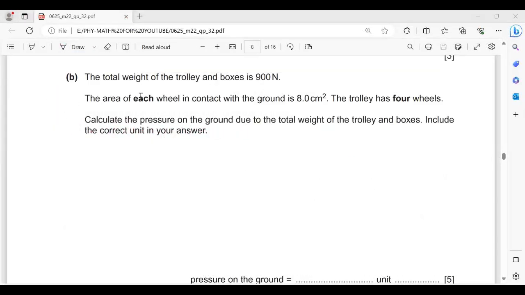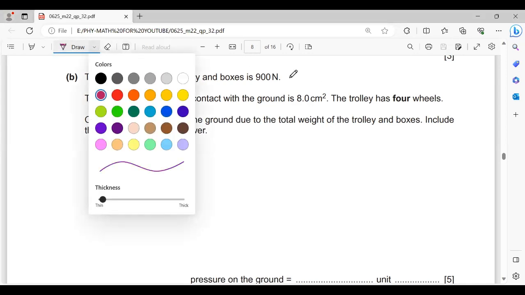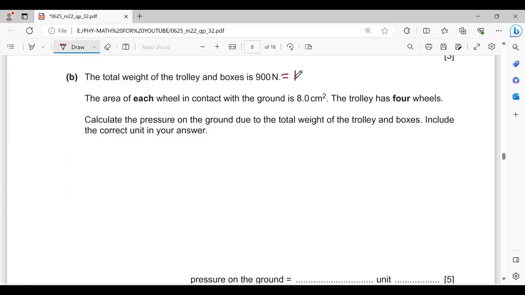Okay, let's continue to B. The total weight of the trolley and boxes is 900 newtons. So this is actually F, the force. And the area of each wheel in contact with the ground is 8 centimeters squared. The trolley has 4 wheels. Calculate the pressure on the ground due to the total weight of the trolley and boxes. Include the correct unit in your answer.